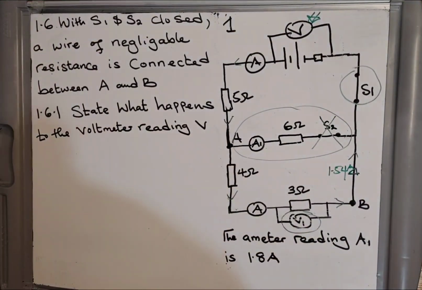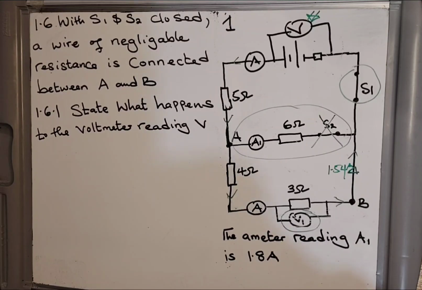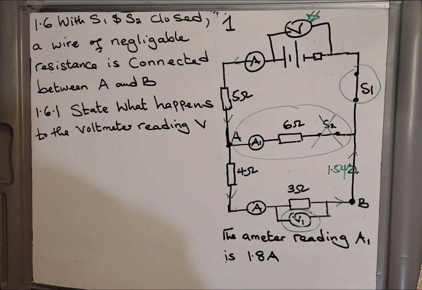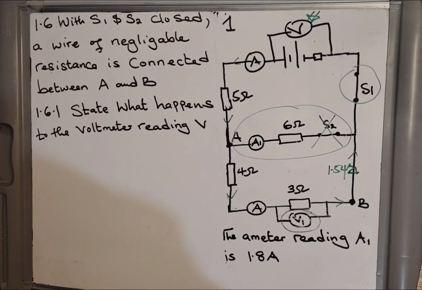Yeah, then we come to the last question of this circuit, and we say bye-bye to it. Okay, it's question 1.6, and it says, with the switch S1 and S2 closed, a wire of negligible resistance is connected between A and B. So state what happens to the voltmeter reading.